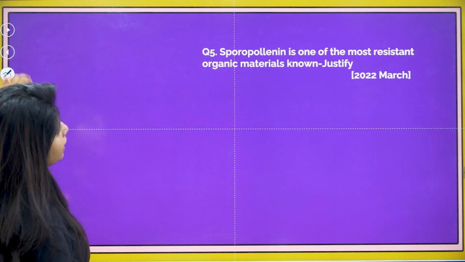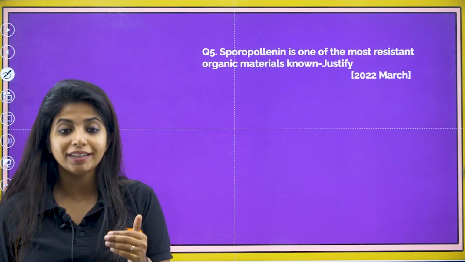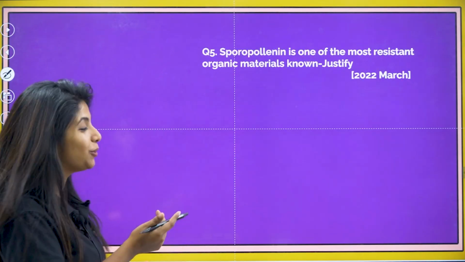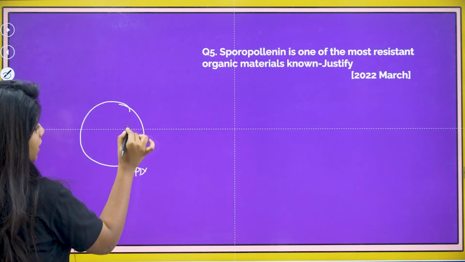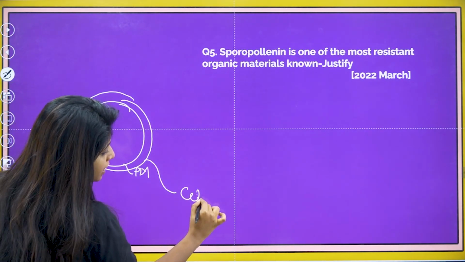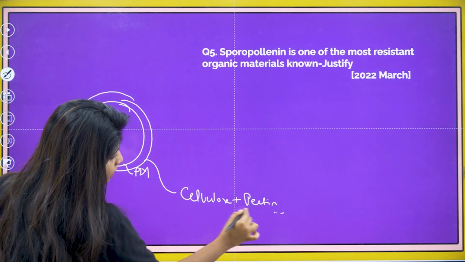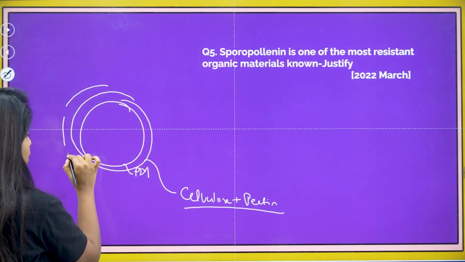Okay, going ahead. Sporopollenin is one of the most resistant organic materials known. What is sporopollenin? It is found in the outermost covering of the pollen grain. I told you in the pollen grain, my dear children, this is the plasma membrane of the pollen grain, and then comes the intine, which is a continuous layer. It is made up of 2 things, cellulose as well as pectin. Please remember CP or PC, either way.